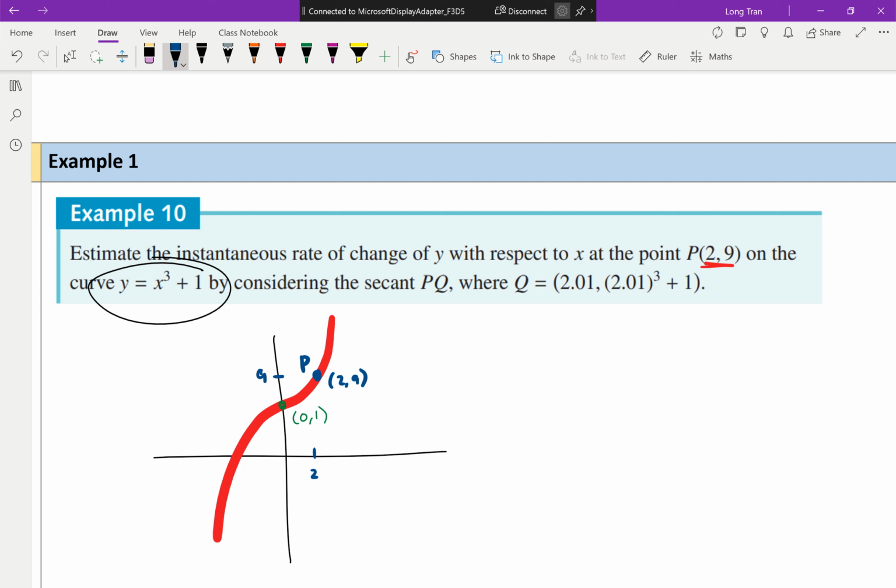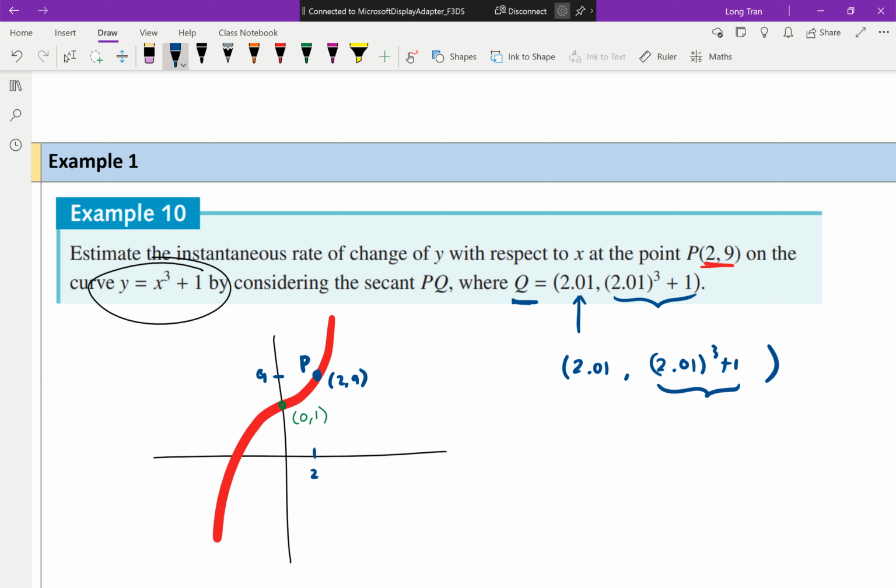Notice that the next point that they chose, point Q, is 2.01, and then they wrote 2.01 cubed plus 1. What is this referring to? Does anyone know why they wrote 2.01 cubed plus 1? Where is this coming from? Yeah, all they did was they subbed x equals to this formula, y equals to whatever x is, I cube it and add 1, that tells me the y coordinate.